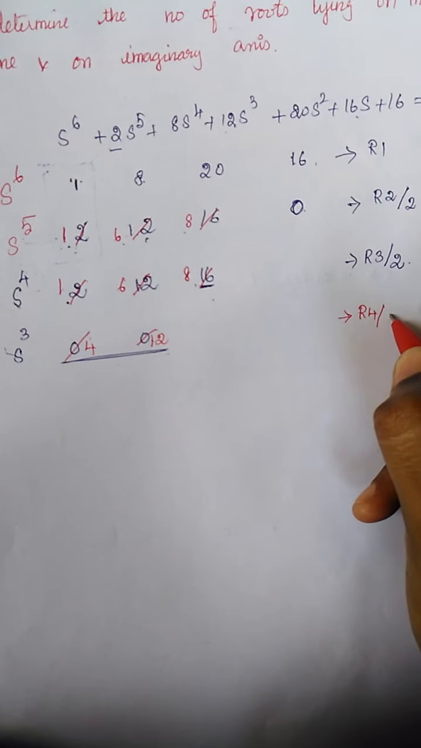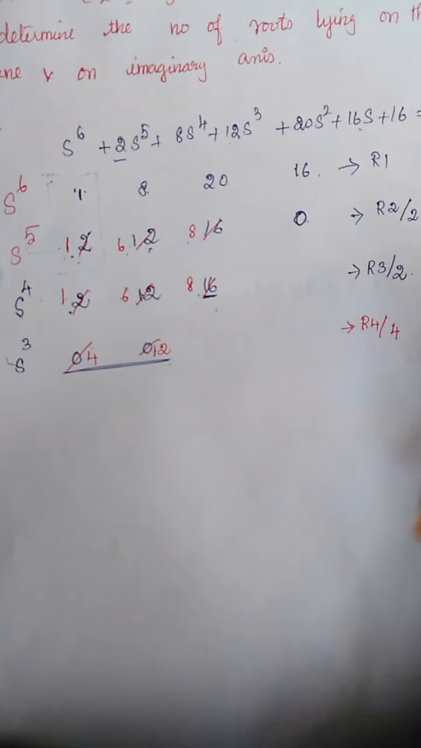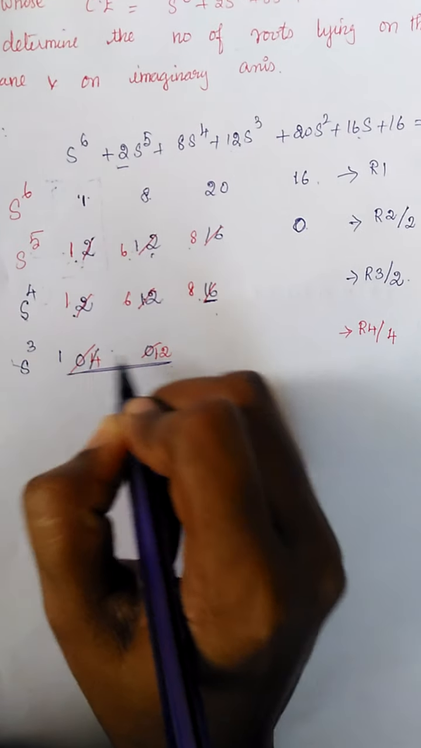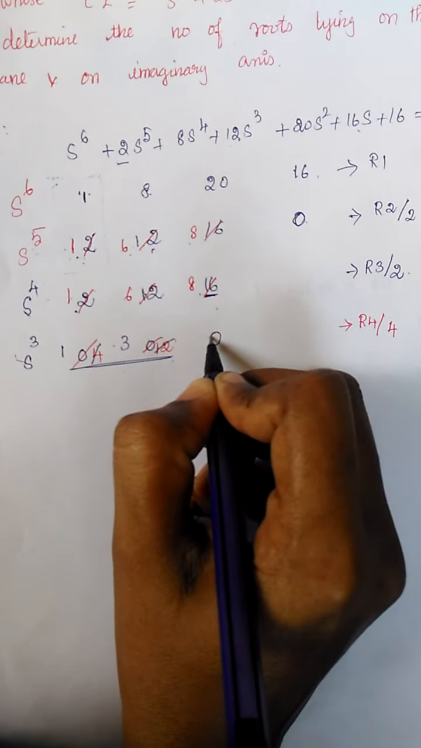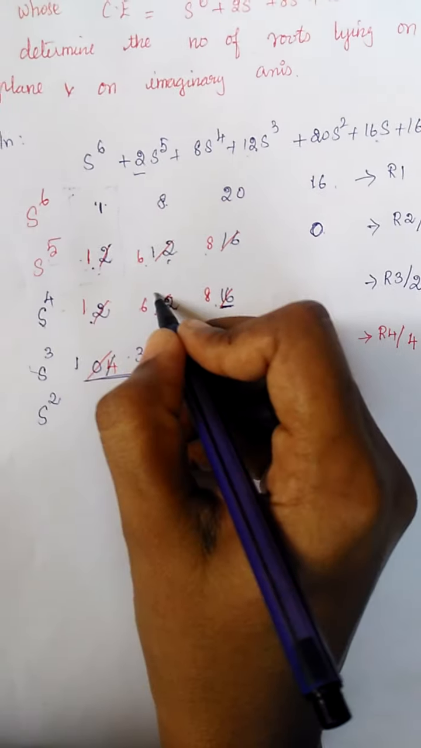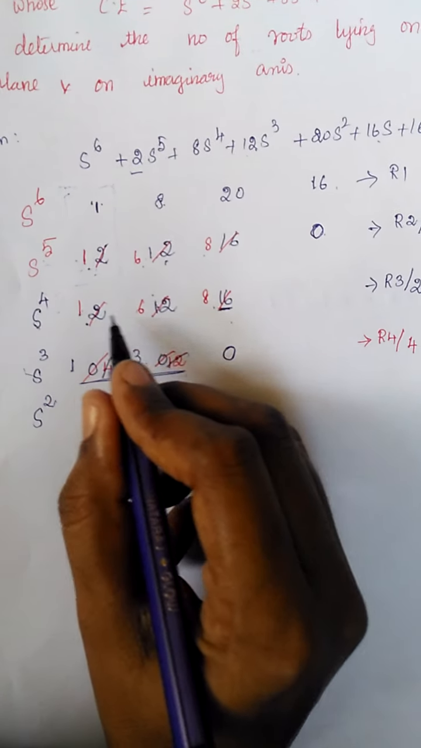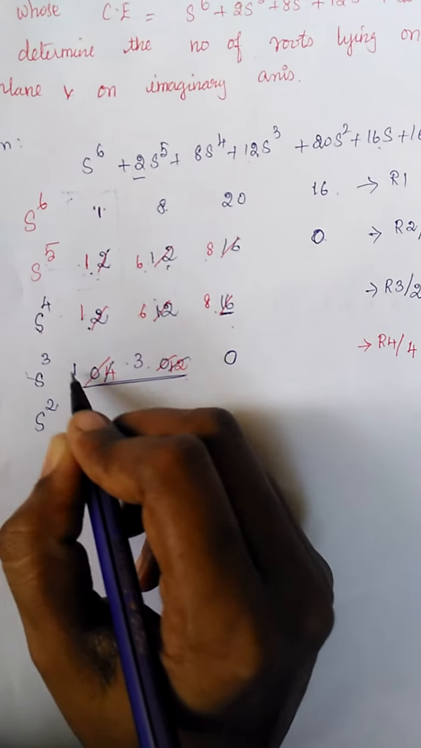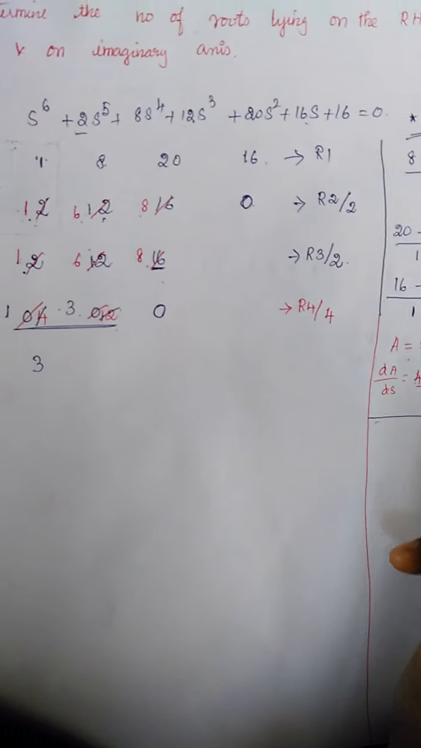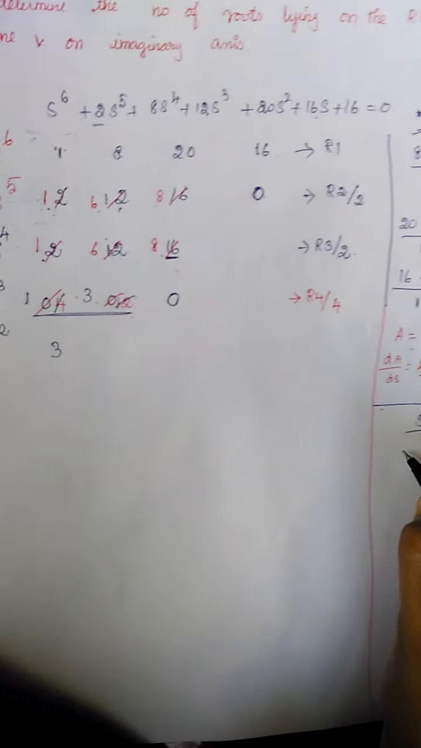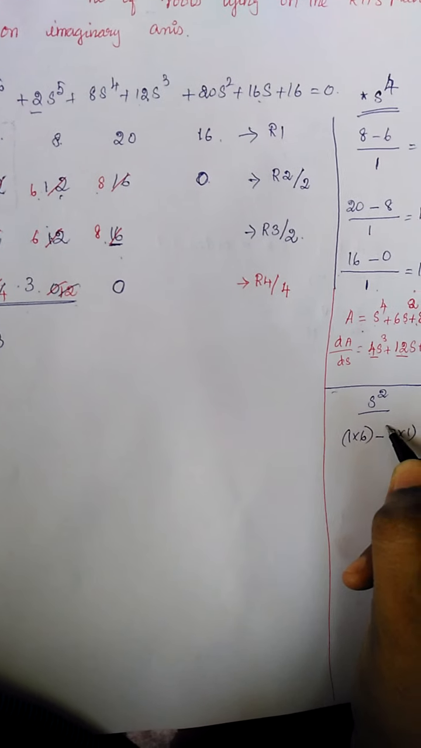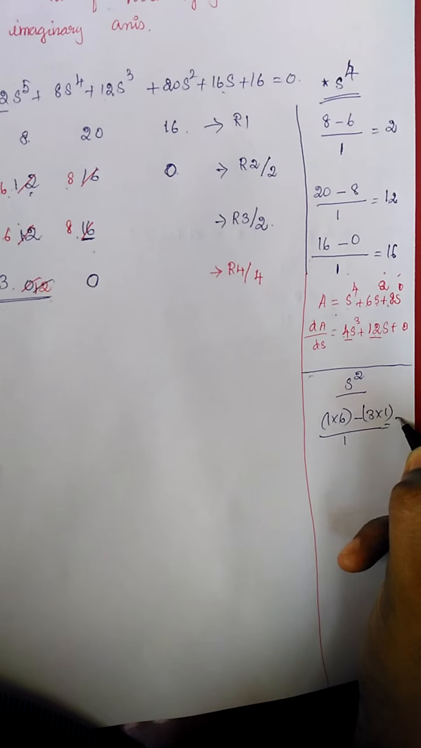Then you divide by 4, so you get 1 and 3, and here 0 only. Then you find the s squared row: 1 into 6 minus 3 into 1, so 6 minus 3 is 3, divided by 1, so you collected the answer 3. So this is how you find the s squared term: 1 into 6 minus 3 into 1, divided by 1, and the answer is 3.